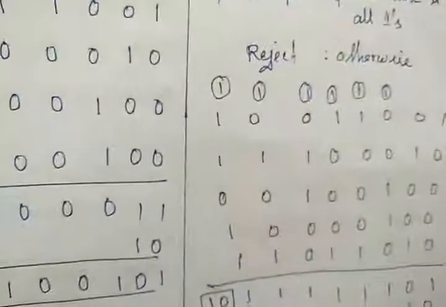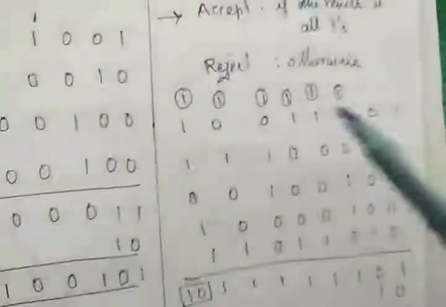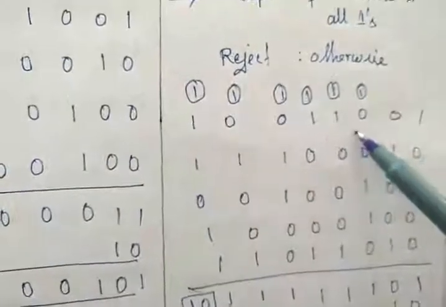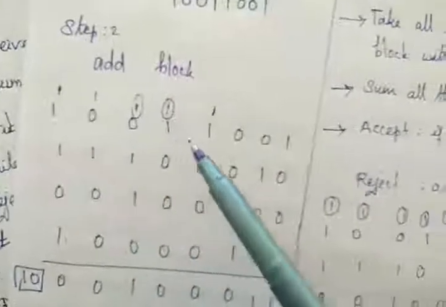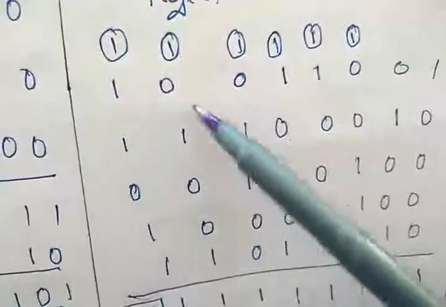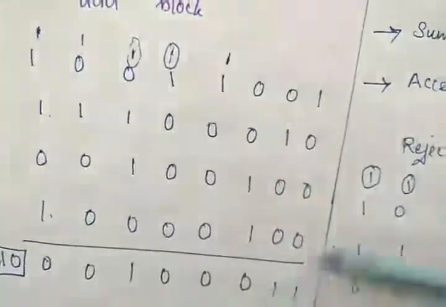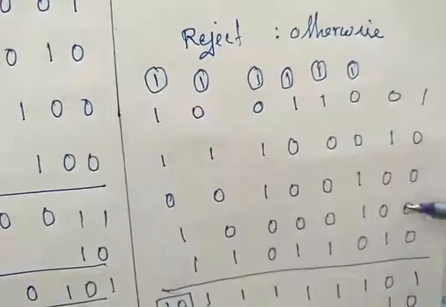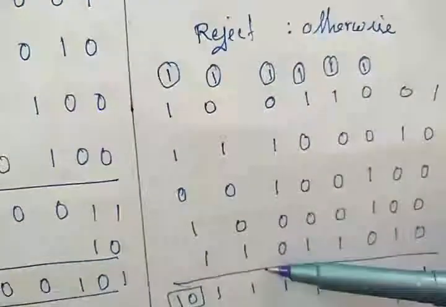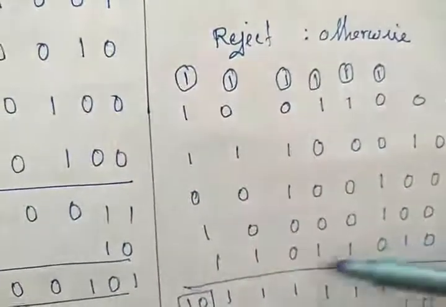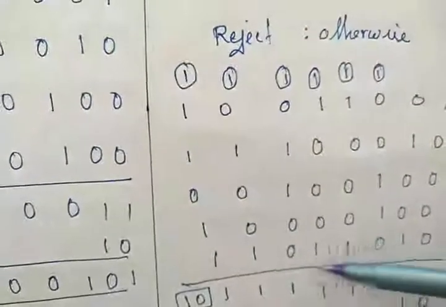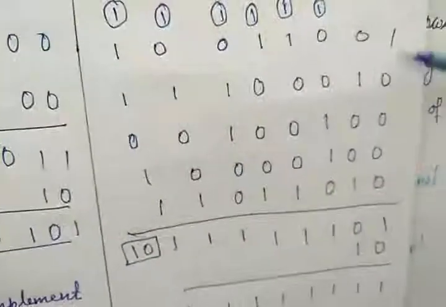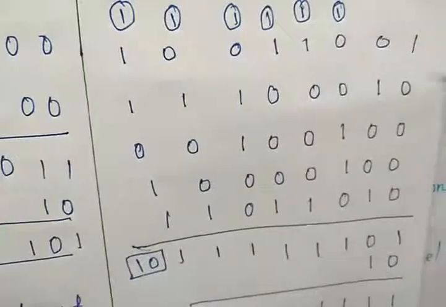Now these 4 blocks are taken here by the receiver side: 1 0 0 1 1 0 0 1 1 0 0 1 1 0. The 4 blocks, 1 2 3 4, are unchanged. Here the receiver also takes the checksum block, which is the checksum result created by the sender. Here we have to perform the arithmetic operation, addition.